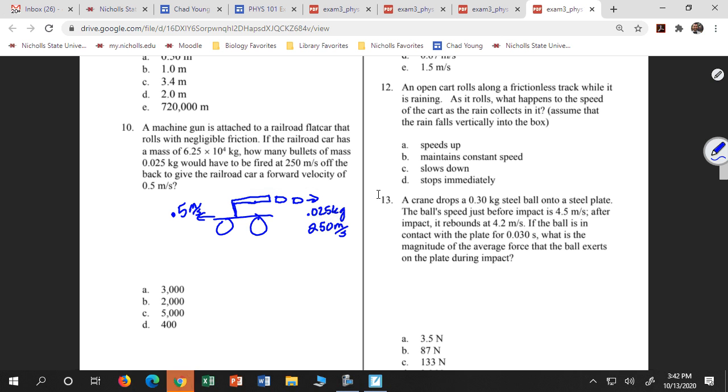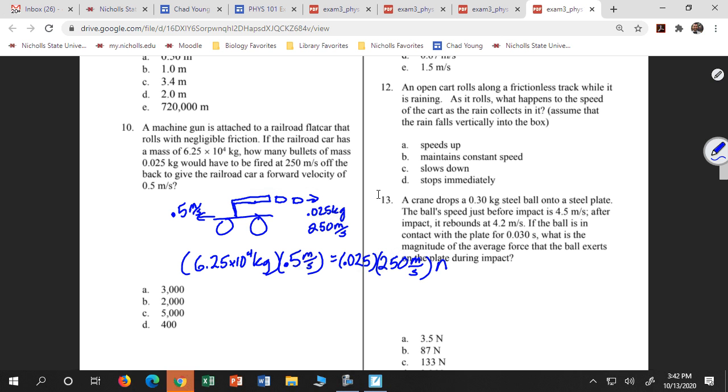This is a momentum problem. It seems more complicated because now I have these multiple objects that are coming off, but it's really working the same way with just one small change. I have the momentum of the railroad car. That's going to be 6.25 times 10 to the 4 kilograms times 0.5 meters per second. And then that's going to equal the momentum of the bullet, which is 0.025 kilograms times 250 meters per second. But I don't just have one bullet, I have a bunch of bullets.